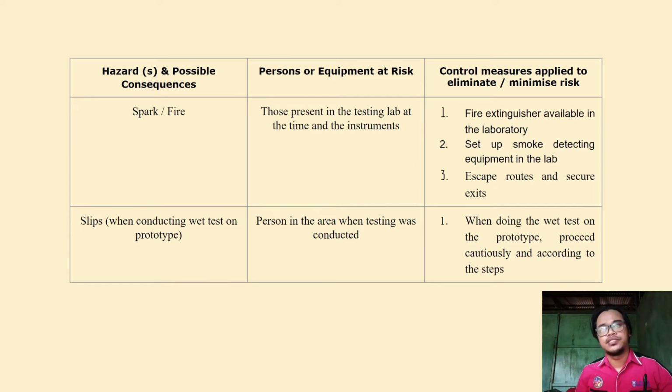Next hazard is slips when conducting wet tests on the prototypes. The person at risk is anyone in the area when testing was conducted. For the control measure, when doing the wet test on the prototype, proceed carefully and according to the steps. Okay, that's all from me for the risk assessment. Thank you.